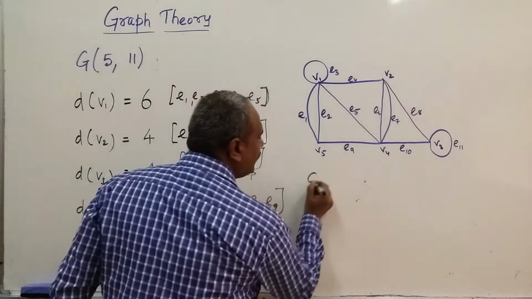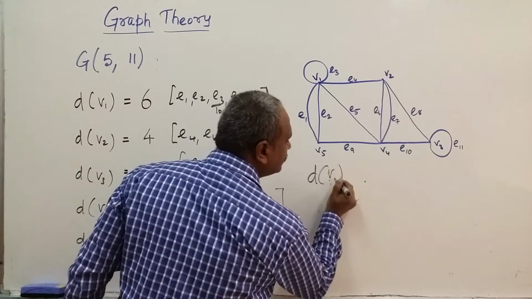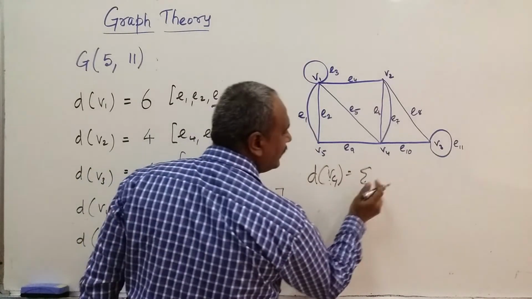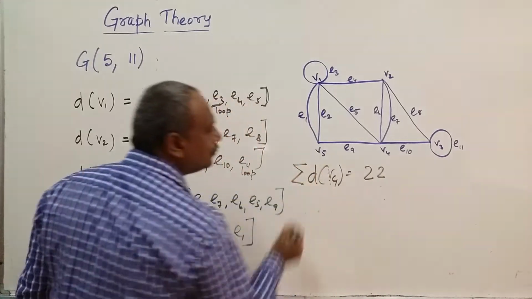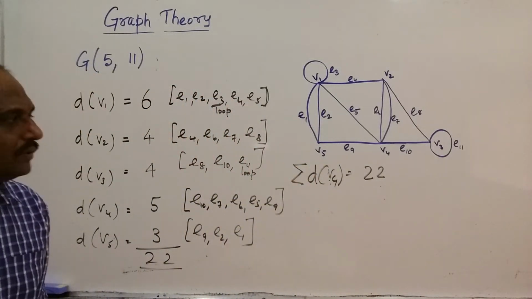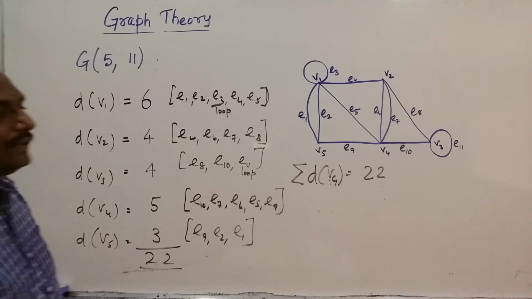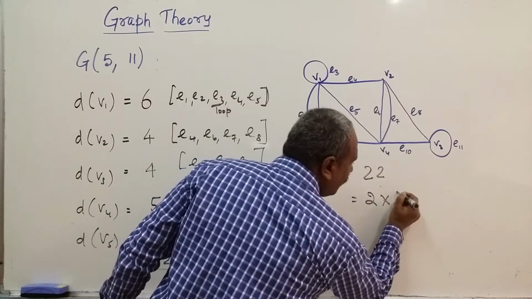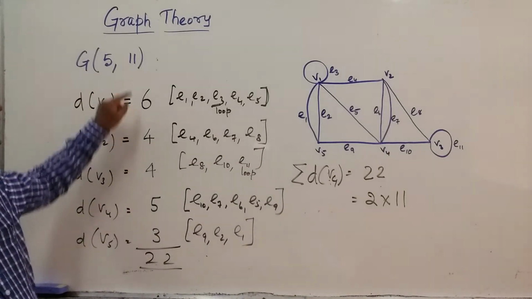Here the total degree of the graph, VG, all sum. I am going to find the sum of the graph. This is 22. Sum of the degrees of the vertices is 22. This you can verify easily. Always this should be 2 times the edges.